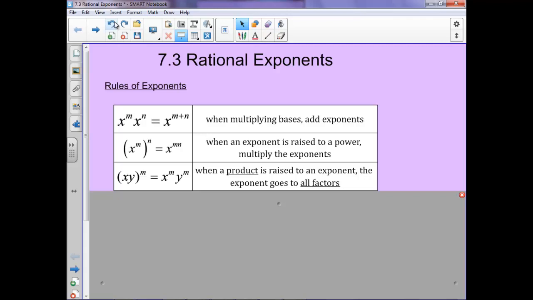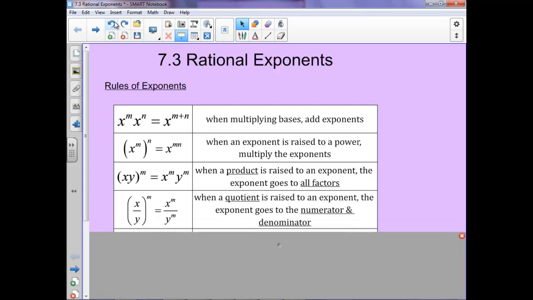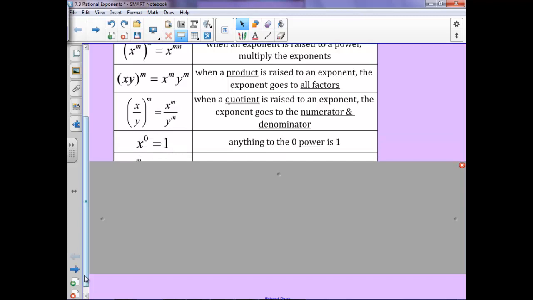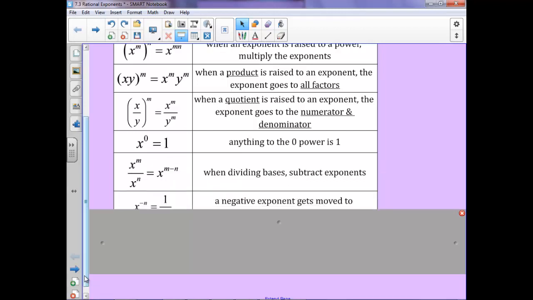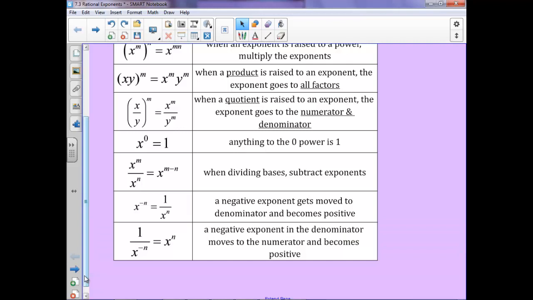When you've got a product to an exponent, both factors will get the exponent. When we've got a fraction to an exponent, both your numerator and your denominator get that exponent. Anything to the 0 power is 1. When we've got division of bases, you subtract your exponents. When you've got a negative exponent, it goes to the denominator, and your exponent becomes positive. And if you've got a negative exponent in the denominator, it moves to the numerator and also becomes positive.